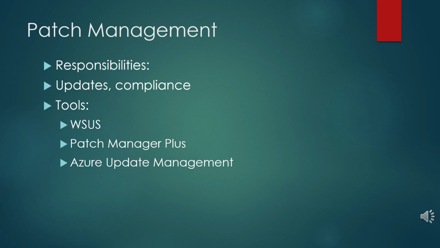We review available updates, analyze their impact, and decide which updates need to be applied. In production environments, we cannot directly apply patches without testing. So we usually test patches in a staging or test environment before deploying them to production.